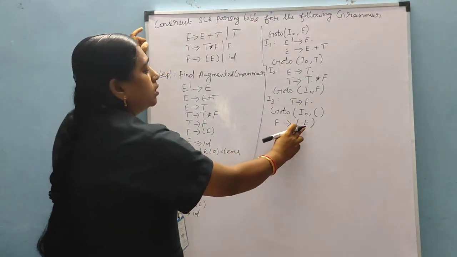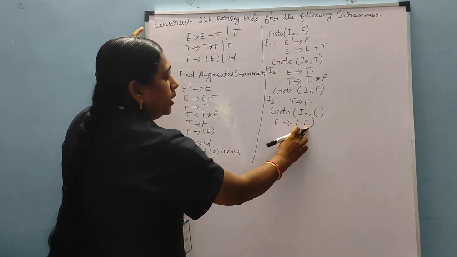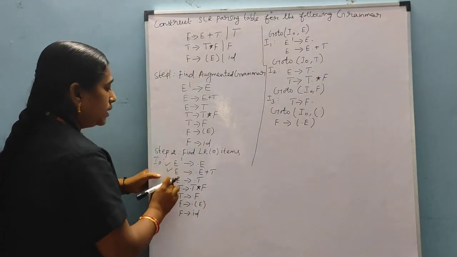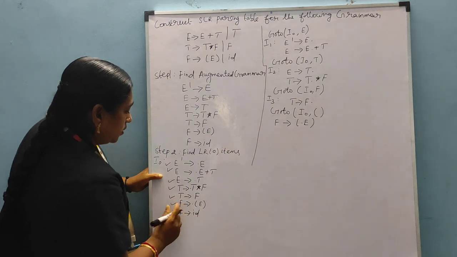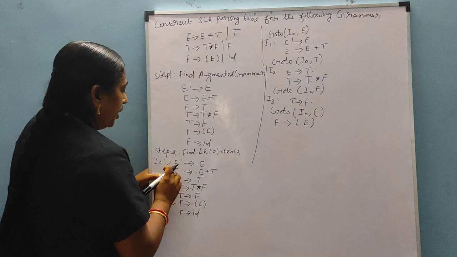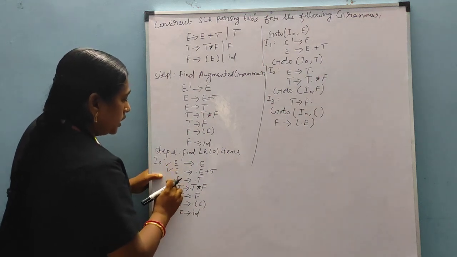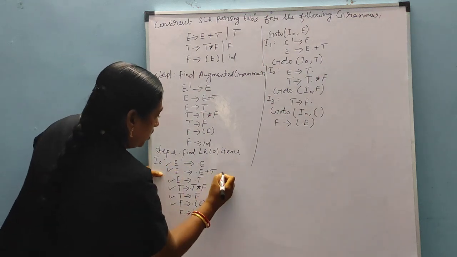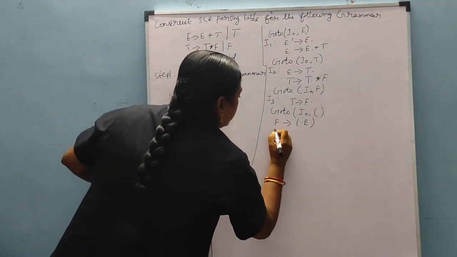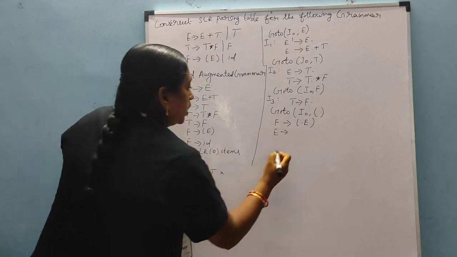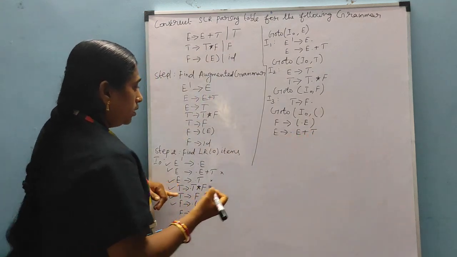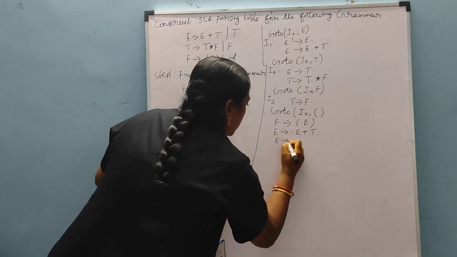I will explain. As after movement, non-terminal E is present. So I am going to check from the I naught state, the E productions. Whatever E productions are present here, check this one. Yes, this one. So I have to add here. E tends to dot E plus T. One more production. E tends to dot T.